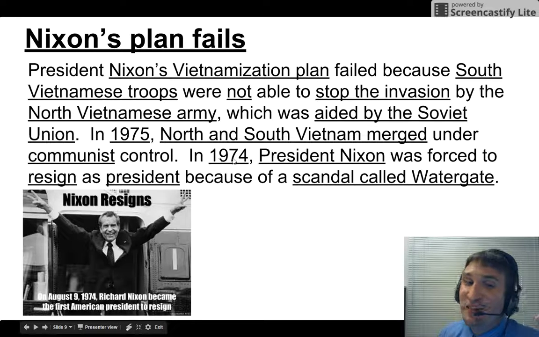In 1974, President Nixon was forced to resign as president because of a scandal called Watergate. And this is the last picture of Nixon as president before he boards that helicopter and flies away from the White House lawn into a rather failed presidency. And he was the first American president ever to resign.